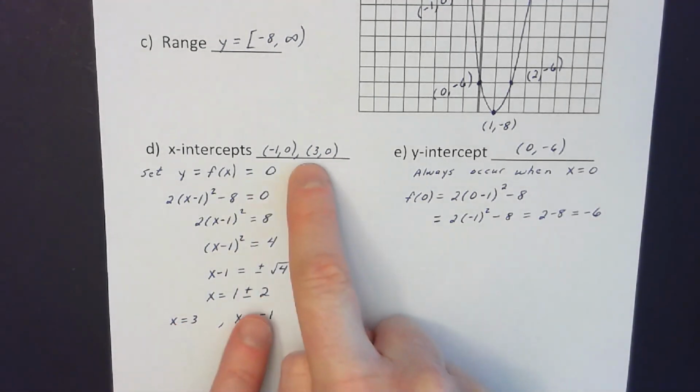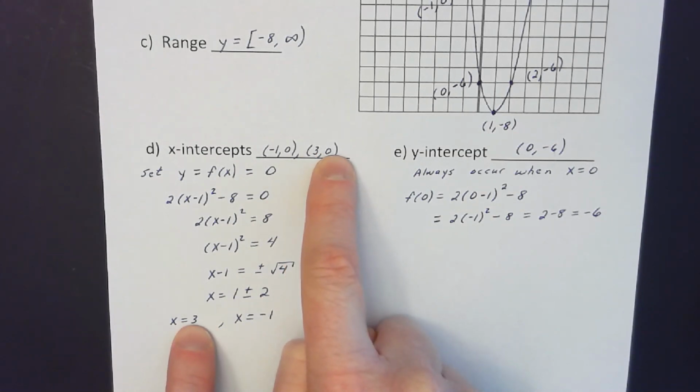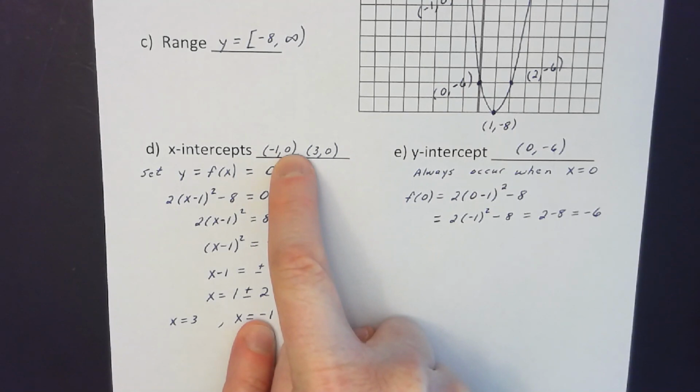I'm going to say, so one x-intercept is at the ordered pair 3, 0. Remember, anytime it's an x-intercept, you take the x value and the y value is guaranteed to be 0. The other x-intercept at negative 1, 0.